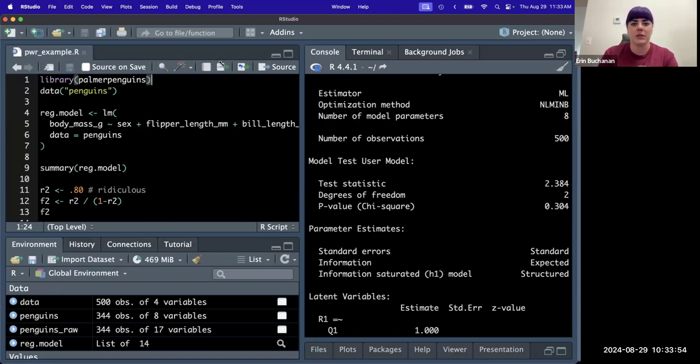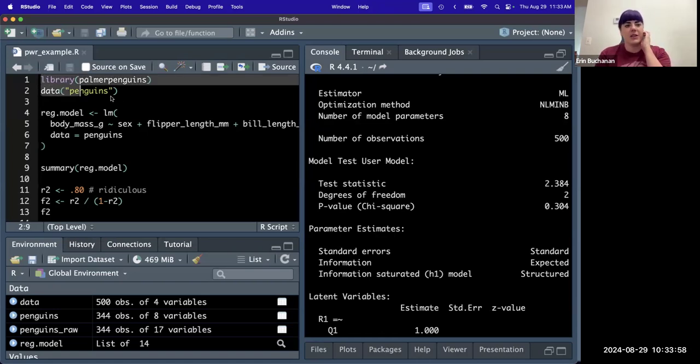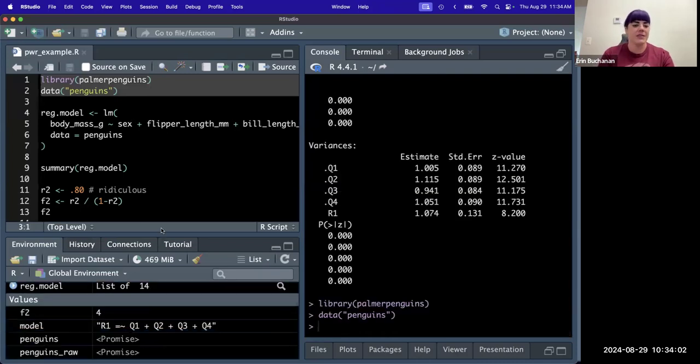Oh, wonderful. Thank you, Savannah. So I'm using the Palmer Penguins library just to have some data. It's not using mtcars or iris. It's data about penguins, and it makes me laugh.